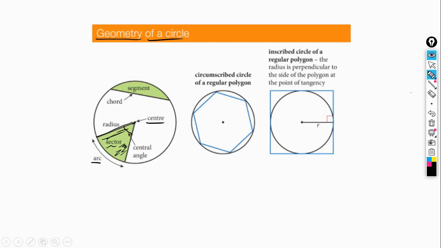Then if we cut the circle on a side, we would get a segment. And the line that cuts the circle is known as a chord. Also, we have to be able to differentiate between a circumscribed circle and an inscribed circle. So notice that a circumscribed circle, in this case of a regular polygon, is a circle that goes through the vertices of the polygon. And then for an inscribed circle of a regular polygon, the radius is perpendicular to the side of the polygon, and you're going to have points of tangency with the polygon.